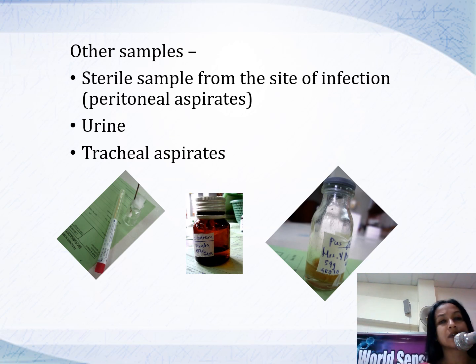Other samples: if there is a collection at any part of the body, you have to take a culture from that. Pleural effusions or ascites or any peritoneal aspirates, urine, sputum if the patient is intubated, tracheal aspirate, CSF if the patient is on an external ventricular drain. So any collection, and surgical sites if they are infected, from there you have to take the culture.